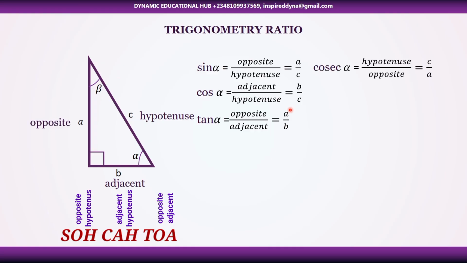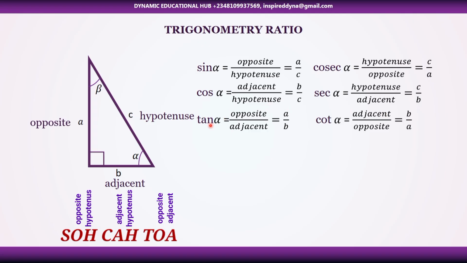Now we have the inverse forms of all these trig ratios. The first one is cosecant. The inverse of sine is called cosecant, and the short form of cosecant is cosec. Cosec alpha will be the inverse of sine alpha, which is C over A. This is A over C, and this is going to be C over A. The inverse of cosine is called secant, and the short form is sec. Sec alpha will be the inverse of cos alpha, and that is C over B.